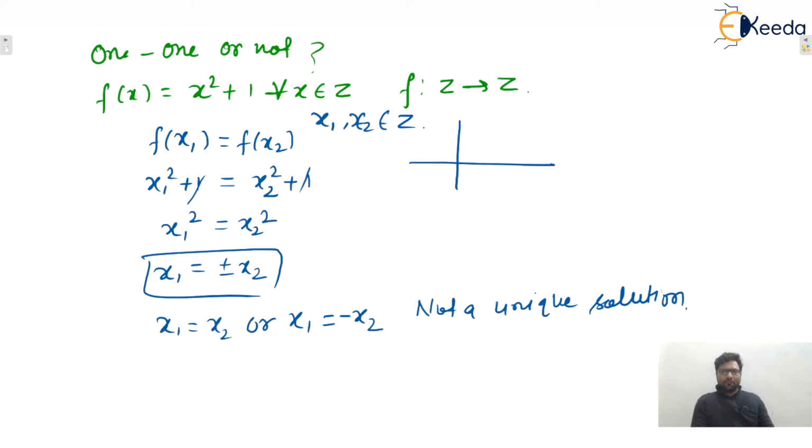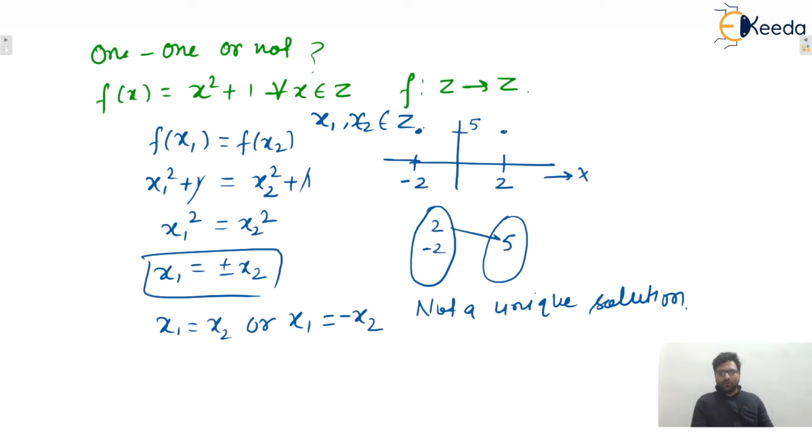Let's say we take any x value in the domain, say minus 2. What will be the output? We can say minus 2 square plus 1, that will be 5 only. Also if we take plus 2, the output will be 5 only. So both elements 2 and minus 2 are mapped to 5 only. That's why this function is many to one, isn't it?